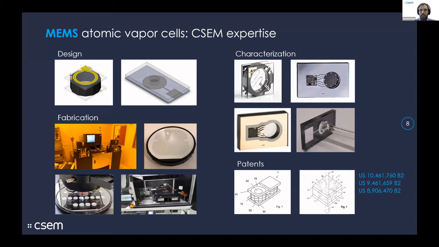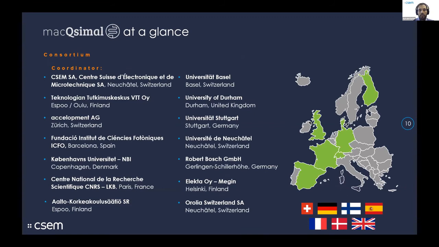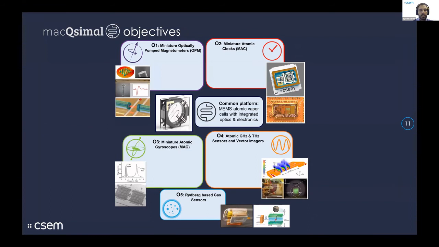Okay, let's come now to the Maximal project itself, in which we're currently pushing the development of these atomic sensors. It's a project that is part of the Quantum Flagship. It gathers 14 partners in Europe, 8 academic groups, 4 SMEs, and 2 RTOs, such as CSEM, to bridge the gap between academia and industry. The objectives of the project are the following. They are all built around the common platform, which is the MEMS cell that I presented just before.